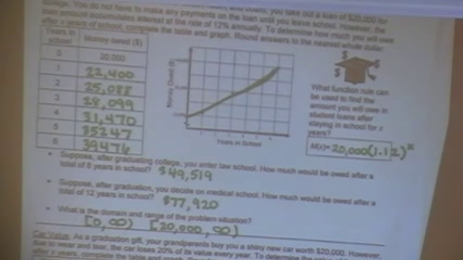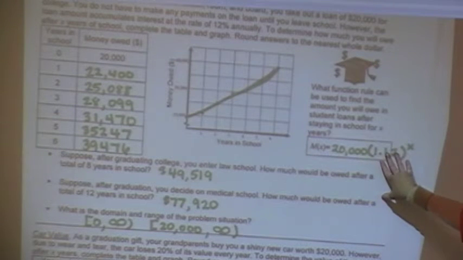Now, just so you're aware, this is the way that loans are calculated, which is why I can almost say with 100% assurance, you will deal with this kind of problem in your life. Whether or not you go on and do anything with math, it won't matter, because this is how loans are calculated.